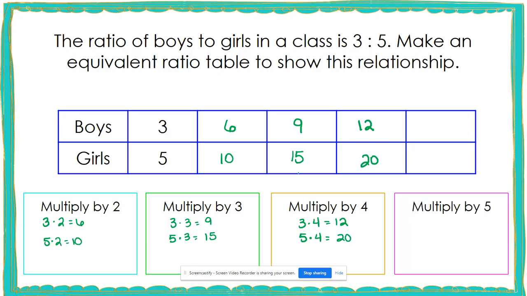And finally, I would multiply by 5. So I would take my 3 boys and multiply by 5, which would give me 15. And I would take my 5 girls and multiply by 5, which would give me 25. This means that for every 15 boys in the class, there are 25 girls.